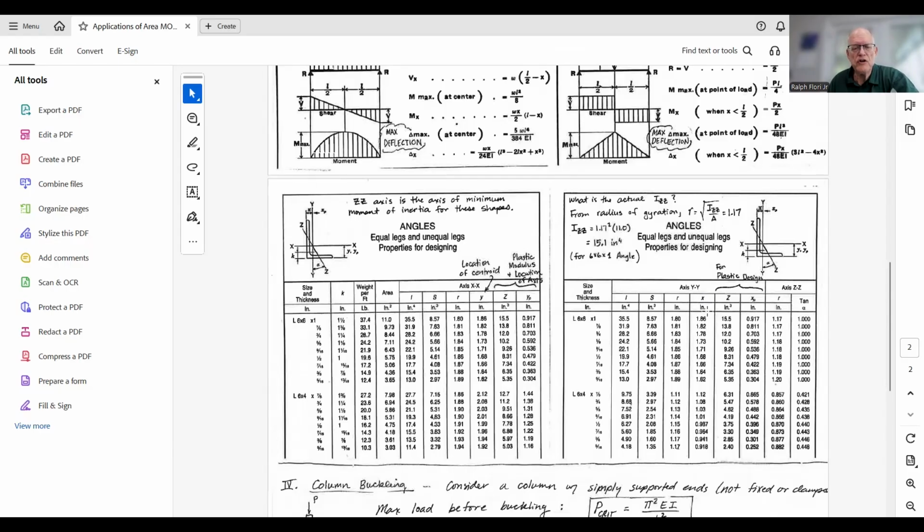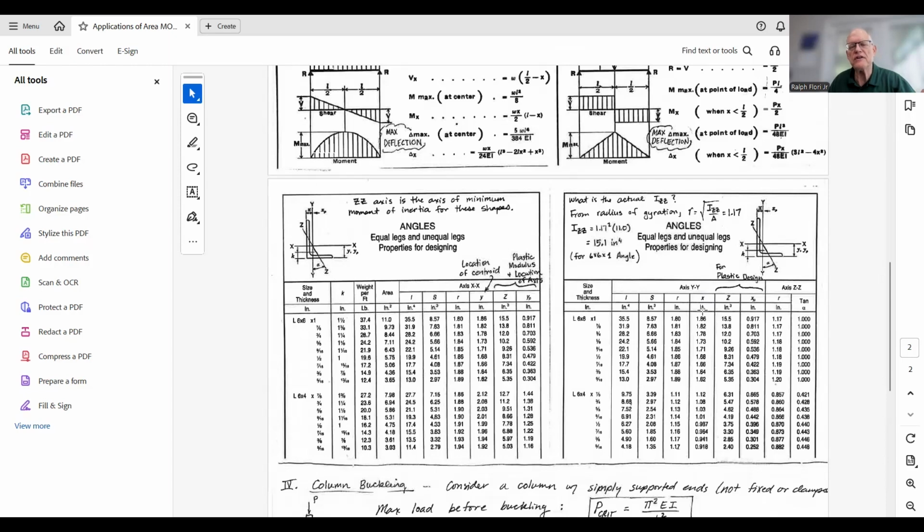One of the things we're going to do in this chapter is, given an Ix and an Iy for a given area, find I about another set of axes that are rotated some angle theta from the original coordinate system. Again, there's some orientation where I will be a minimum and some orientation where I will be a maximum. That's called area moment of inertia transformation. We're going to use equations for that, and we're going to use Mohr's circle for that.